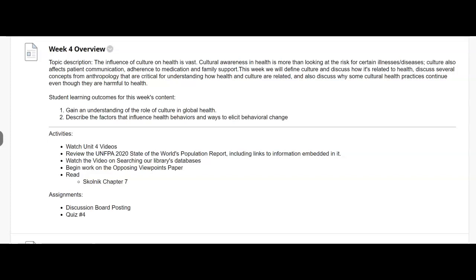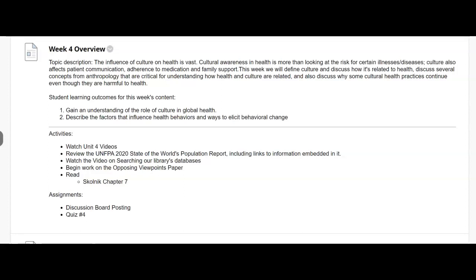In this learning unit, we're going to really talk about culture and the influence of culture on health. Being aware of others' cultures is more than just looking at, like we did in Learning Unit number 2, the risk for certain illnesses and diseases. While that's important, we're going to take it to the next level. Culture also significantly impacts communication between healthcare providers and patients.